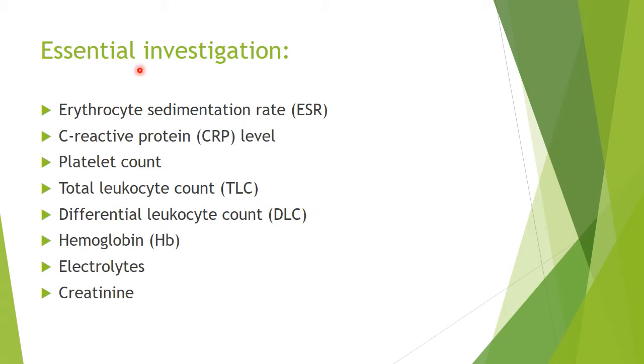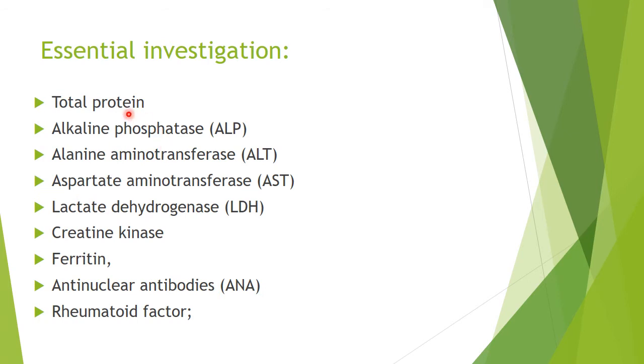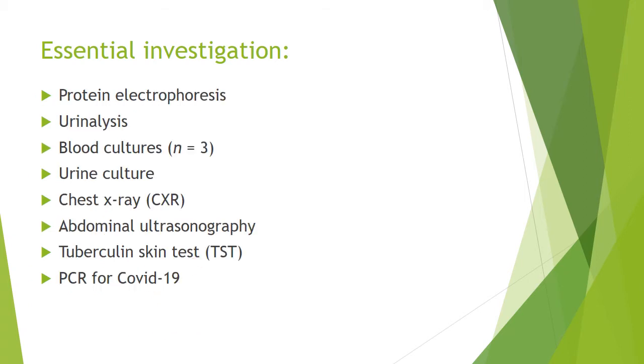The essential investigations are ESR, CRP, platelet count, total leukocyte count, differential leukocyte count, hemoglobin, electrolytes, and creatinine. Other investigations are total protein, ALP, ALT, AST, LDH, creatine kinase, ferritin, ANA, and rheumatoid factor. These are for the autoinflammatory diseases like SLE and rheumatoid arthritis.